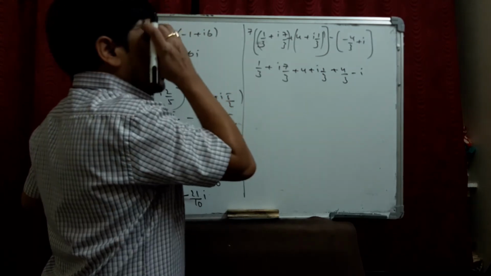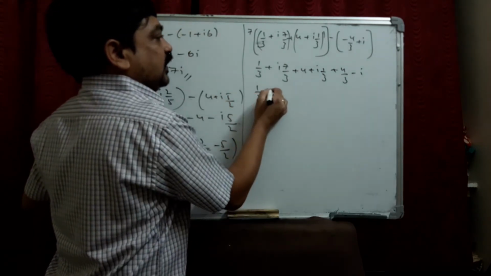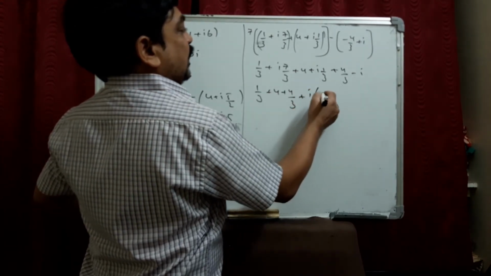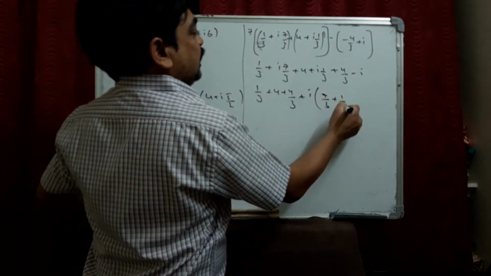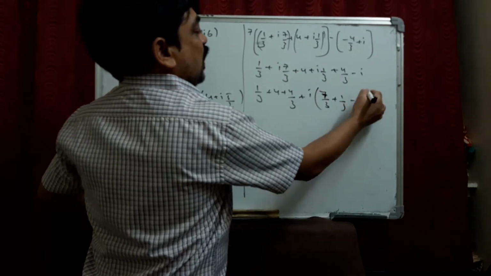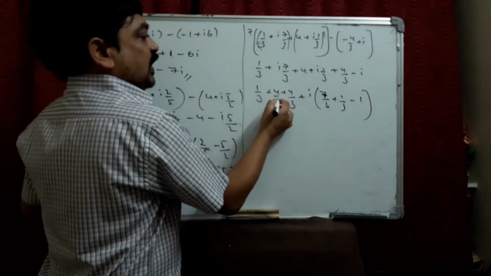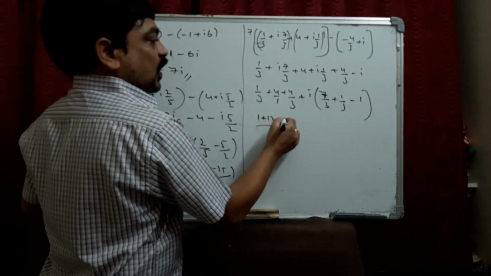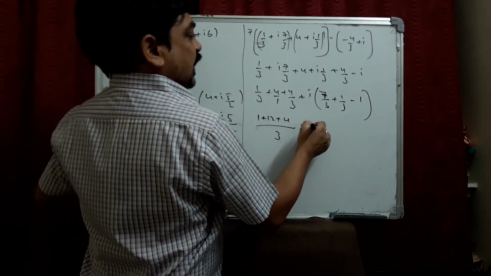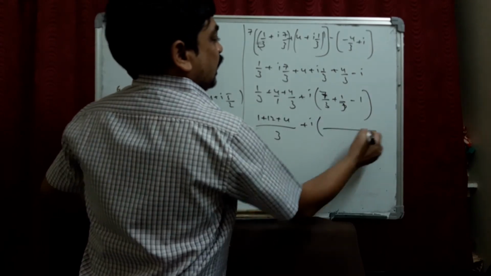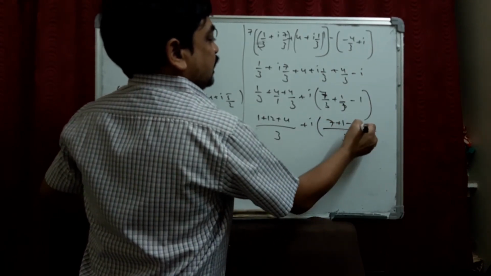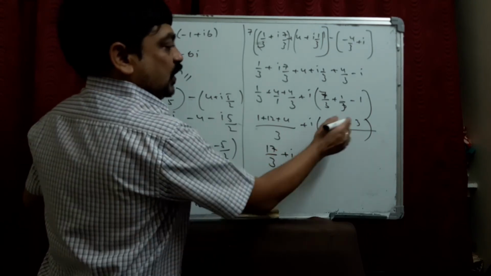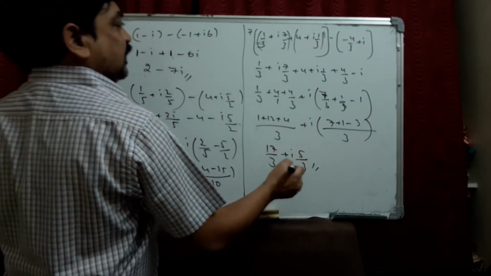Now write all the numbers where i is not there: 1 by 3 plus 4 plus 4 by 3. Now write the numbers where i is there: 7 by 3 plus 1 by 3 minus 1. I took i common. So LCM here is 3. It becomes (1 plus 12 plus 4) plus i into LCM here is also 3, (7 plus 1 minus 3). So it becomes 17 by 3 plus i into (8 minus 3), 5 by 3. Okay?